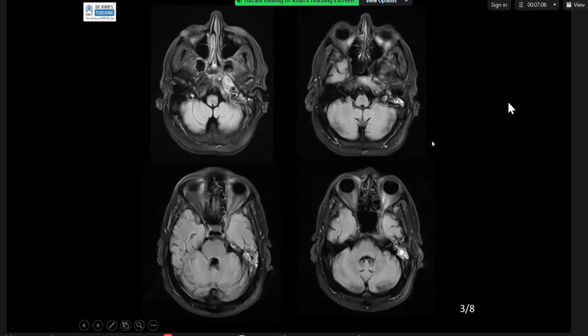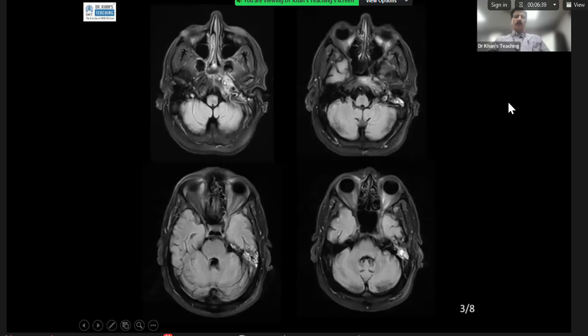On the FLAIR images on the left side, we've got a high signal lesion within the region of the left temporal bone. There's also some increased signal within the anterior portions of the temporal bone on the top left image. Which portion is this? It would be the petrous portion. And this is the clivus.